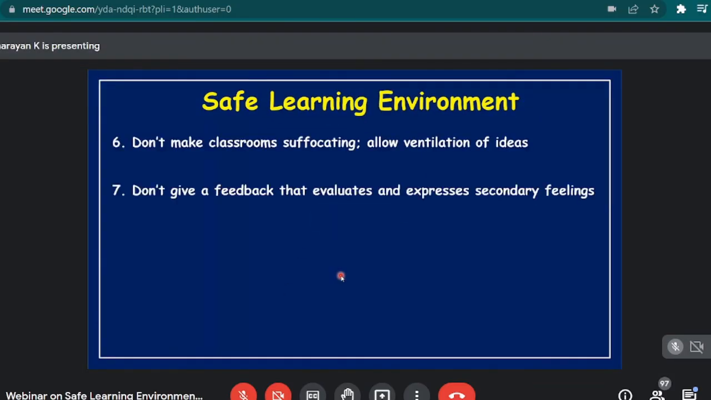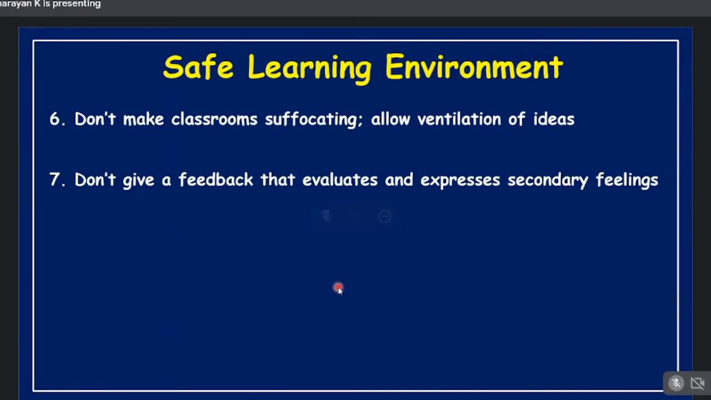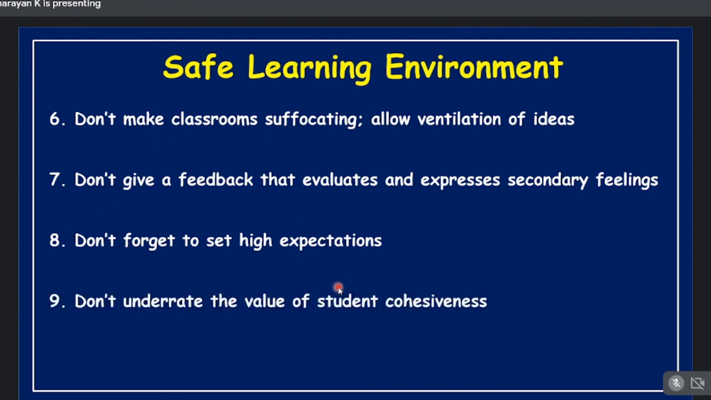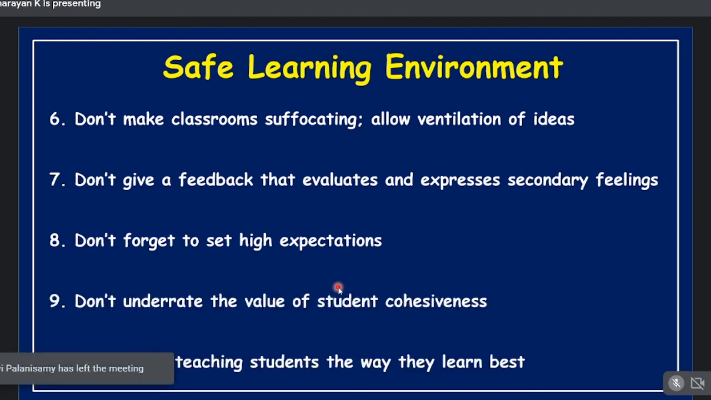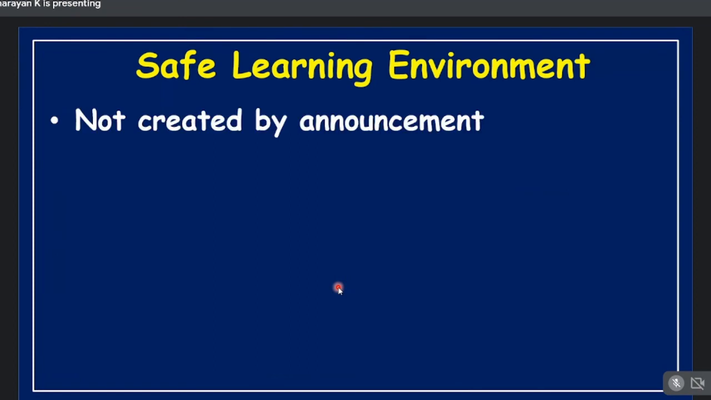Safe learning environment, we have seen the first 5. Sixth one, don't make classrooms suffocating, allow ventilation of ideas. Don't give feedback that evaluates and expresses secondary feelings. Don't forget to set high expectations. Don't underrate the value of student cohesiveness. And don't miss teaching students the way they learn best. Remember that they are the alpha generation.